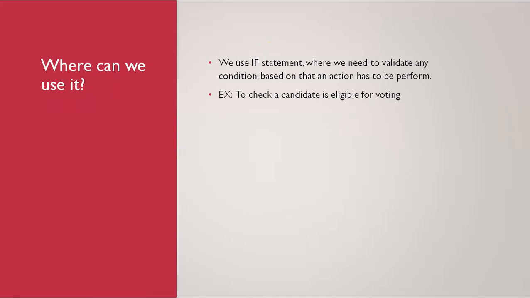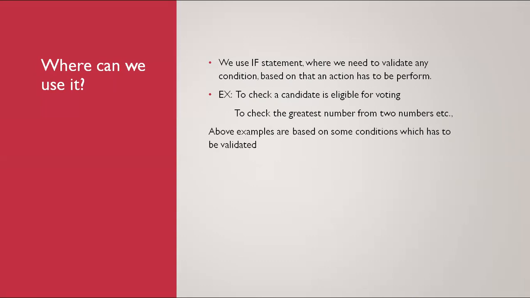Example two is to check whether a candidate is eligible for voting or not. We all know that if a candidate is eligible for voting, he or she has to be greater than or equal to 18 years of age. Based on that only, you say that he or she is eligible. To check the greatest number from two numbers, that is a condition which you validate. So our examples are based on conditions which have to be validated.